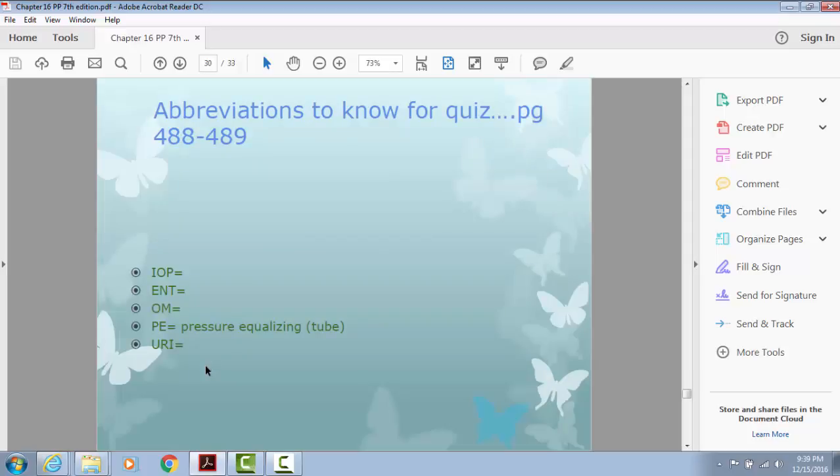Abbreviations that you need to know. Looks like the page number is wrong here. It's actually on page 566. You need to know IOP, which is intraocular pressure, ENT, which is ear, nose, and throat, OM, which stands for otitis media, PE, which stands for pressure equalizing tube, and URI, which stands for upper respiratory infection.